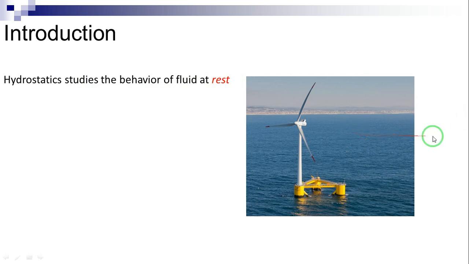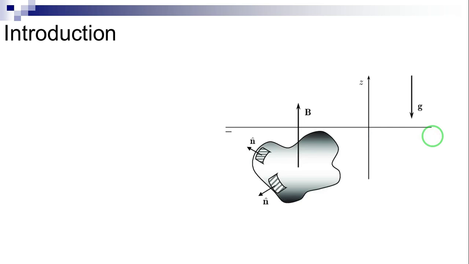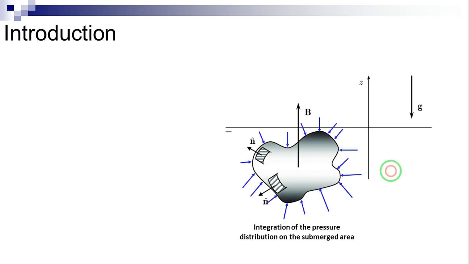In general, for a partially submerged body of arbitrary shape subject to arbitrarily large inclination angles, it is necessary to adopt a fundamental approach, which is the integration of the pressure distribution on the submerged area in order to estimate all the necessary hydrostatic characteristics.